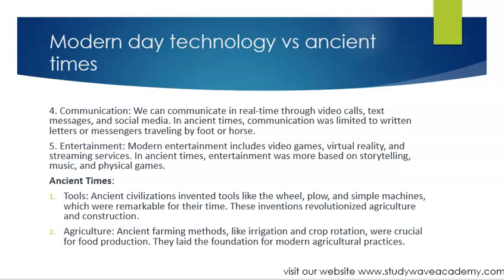Then in the ancient times, tools. Ancient civilizations invented tools like the wheel, plow, and simple machines, which were remarkable for their time. These inventions revolutionized agriculture and construction. Agriculture. Ancient farming methods like irrigation and crop rotation were crucial for food production. They laid the foundation for modern agricultural practice.